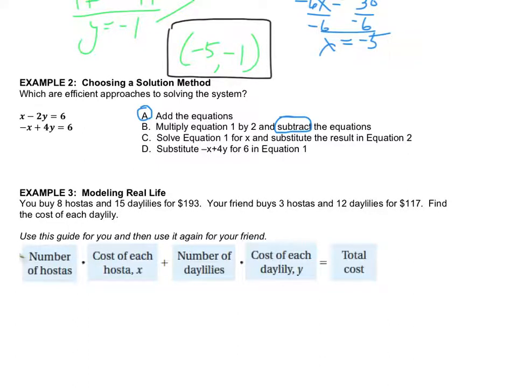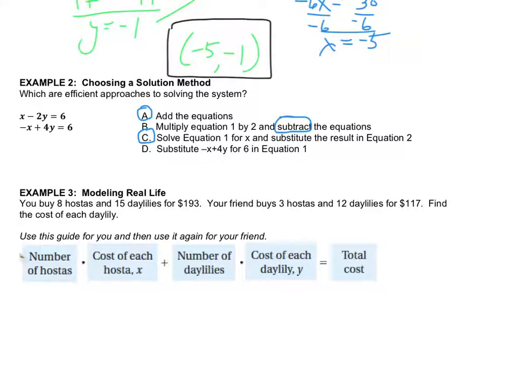Looking at C, solve equation 1 for x and substitute the result into equation 2. That's very much the substitution method, right? So the substitution method says take one of these equations and solve for x. So they're saying take this first one, solving for x would mean add 2y to both sides to get 2y plus 6, and then substitute it in to the x over here to continue solving. That is definitely an efficient way to do it, because that is the substitution method. So I'm going to say for sure that's definitely a way to do this.